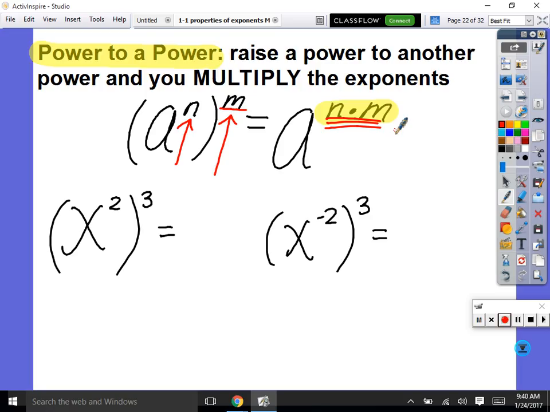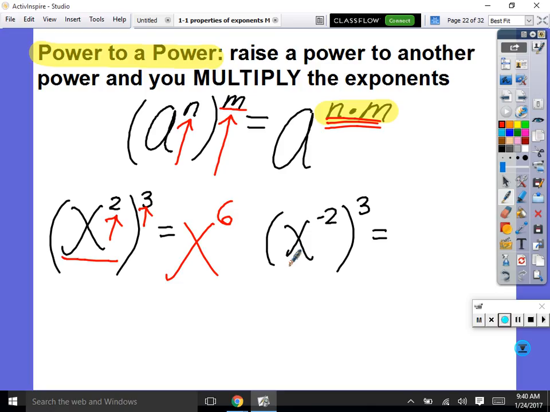adding, like when they have two bases. So do you see how there's only one base, x? It's raised to a power, there's parentheses raised to another power. So we should be multiplying those. So raise a power to a power and you multiply. So 3 times 2 is 6. Everybody good with that?